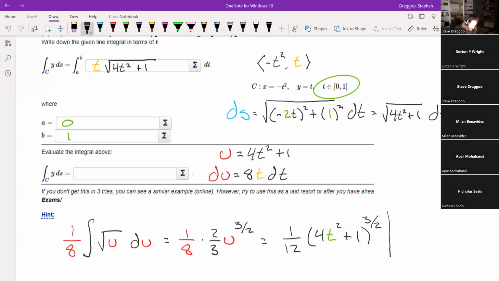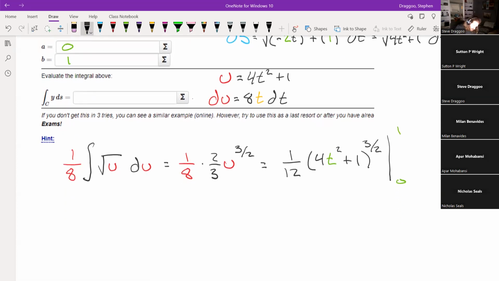And then we need to evaluate that thing between 0 and 1. This thing is going to look like 1/12 times, if I plug in 1, I'll get 4 plus 1 to the 3/2, so 5 to the 3/2, minus plugging in 0. 0 plus 1 is 1 to the 3/2, which is still 1. So 5 to the 3/2 minus 1, all of that times 1/12.